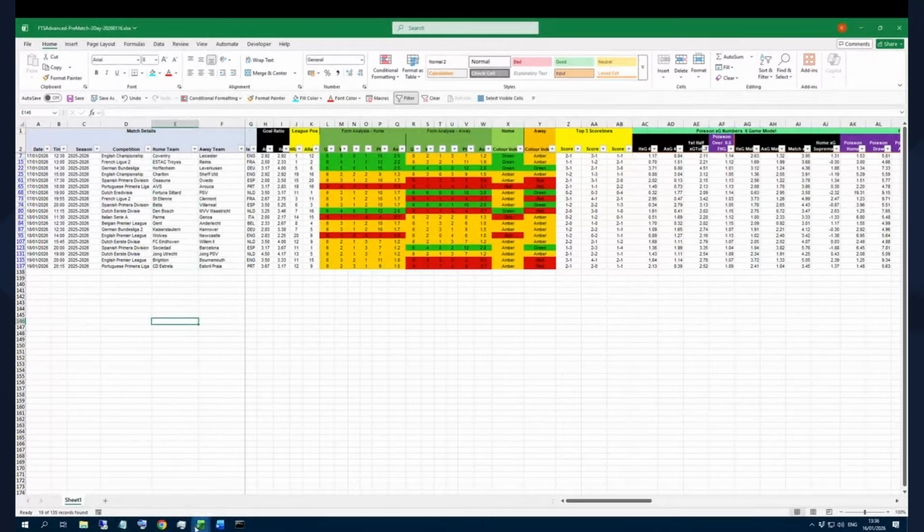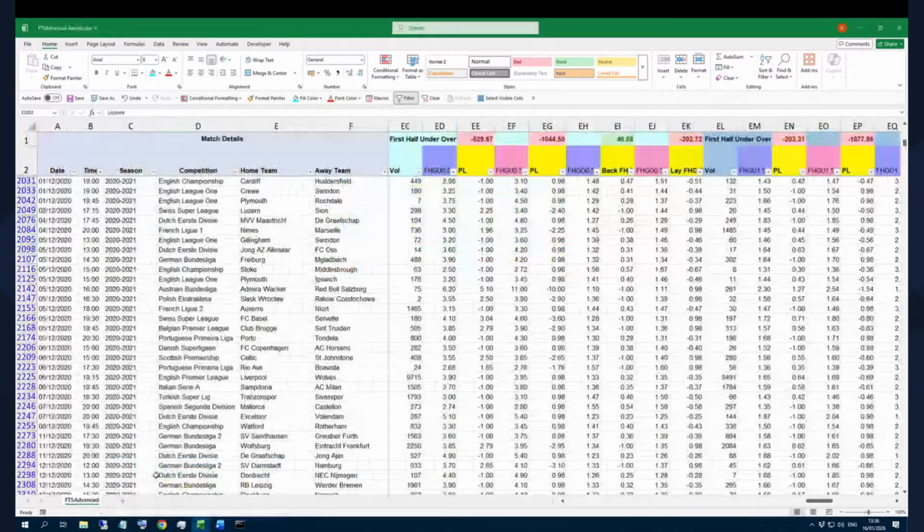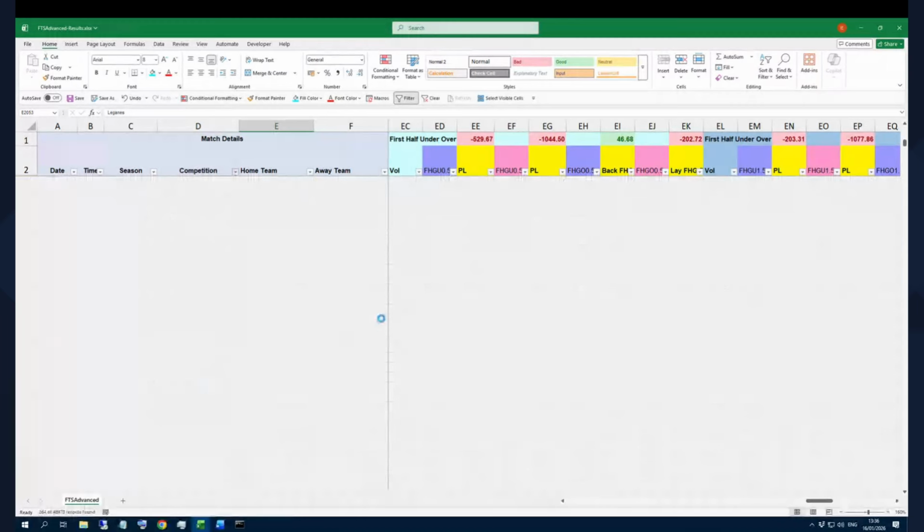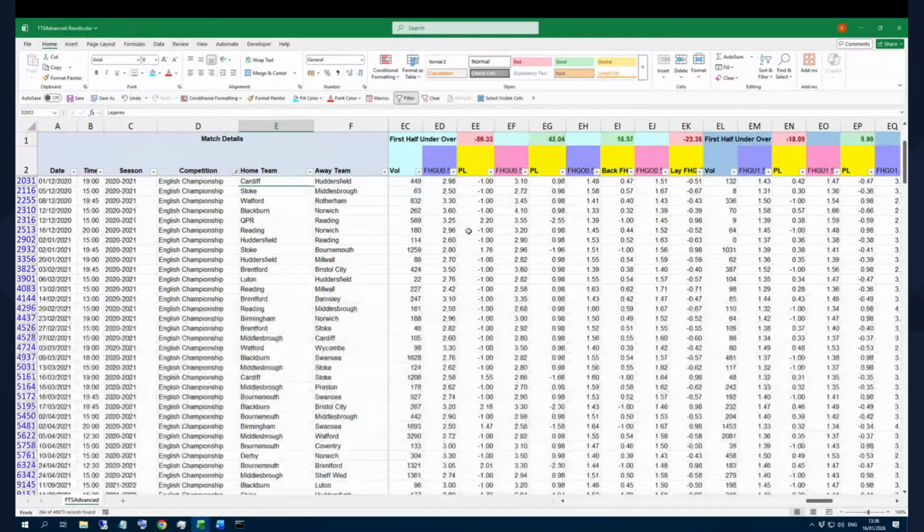So I look at it on a league level. I go back to the advanced database. I'm going to look at the Championship there. Just let that filter. So in the English Championship, where we have predicted 2 or more goals in the first half, backing a first half goal, you'd have won 15 points. Laying under 0.5 goals, you'd have won 42 points out of those 264 games.